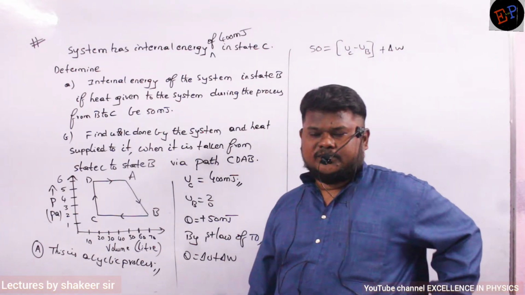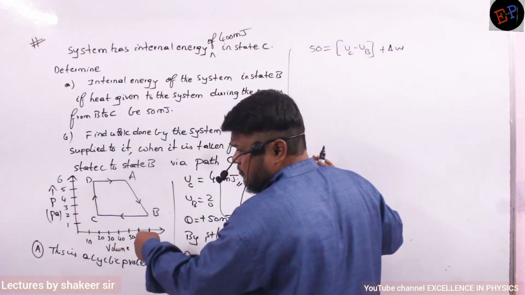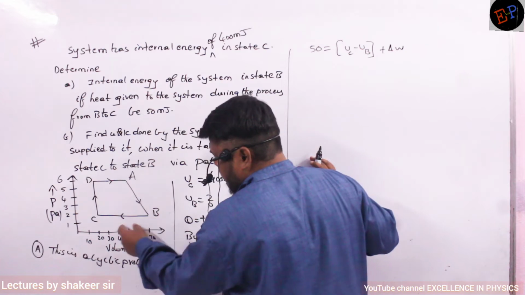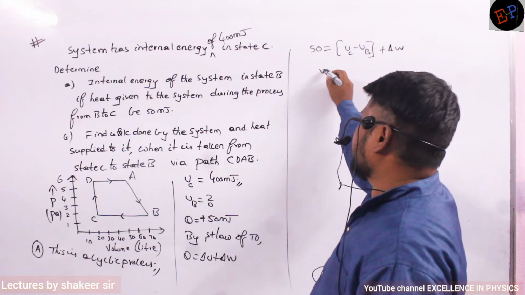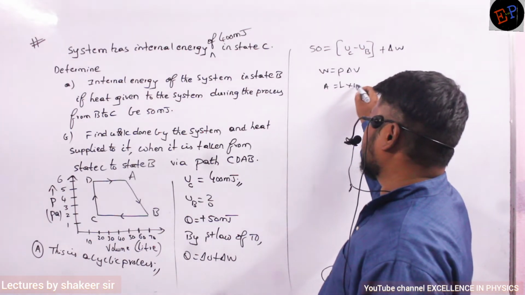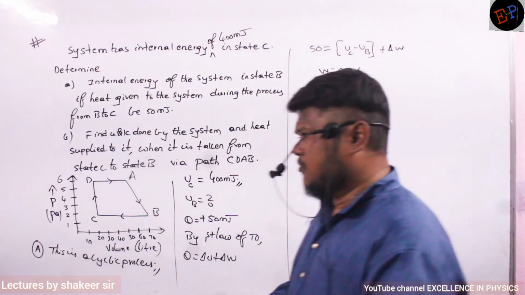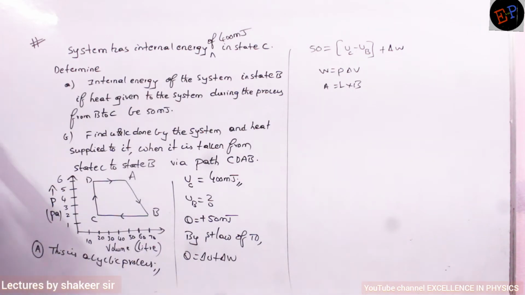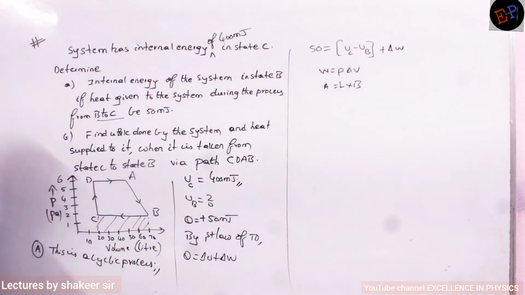How can I calculate it? Here this is a PV graph only, no? So the area under a particular graph will give the work done. Already we have studied, no? What is the equation for work done? P into delta V, no? Area is length into breadth format only. So the area under the PV graph will give the work done. Which process are we studying? We are studying the process B to C. This is B and this is C. So the area under the BC graph will give the work done. Already we studied this in the last class.